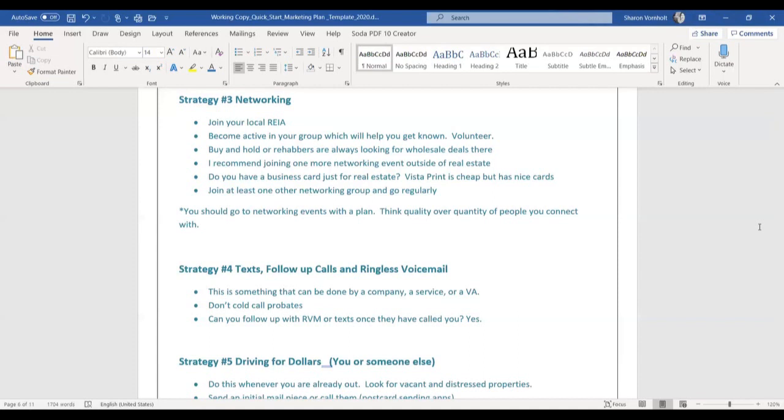Think quality of people over quantity. So go with a plan to meet 3 or 4 people each month. Let's say you go every month for 12 months and you meet 4 people. That's almost 50 new contacts you've made in a year. You do that for 2, 3, 4 years, you will begin to be not only known, but a sought out person in these groups. So networking is very powerful.